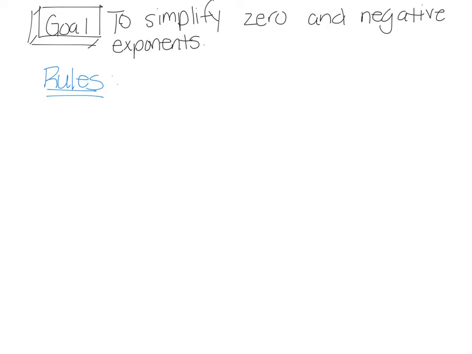Alright, so one rule is anytime that you have an exponent of 0, it could be any number to the 0 power. If anything is to the 0 power, your answer is going to be 1. Alright, so that's the first rule. I'm going to put that in a bubble so you know that's one of them.